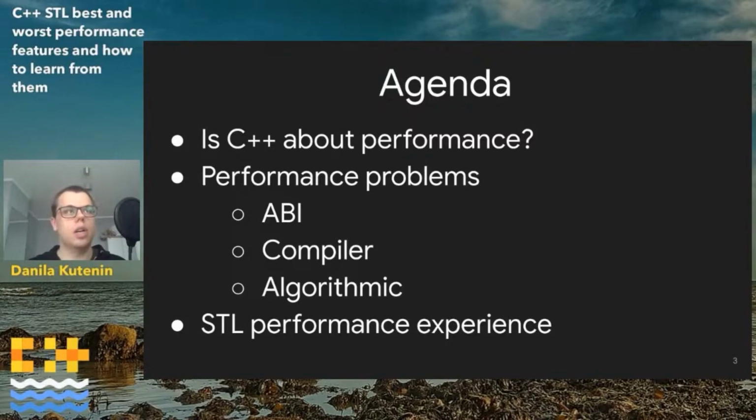Then we're going to touch performance problems with the C++ standard, like ABI problems, compiler problems, maybe some algorithmic problems. Then we will talk also not about problems, we will talk about good stuff. And then in the end, we'll cover my experience with the standard template library. What's actually used, what's forbidden, for which reasons, why, what were the practical solutions to several things.